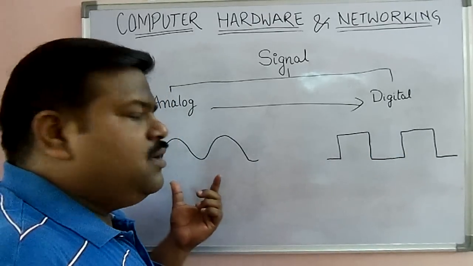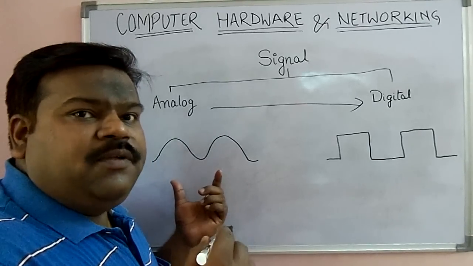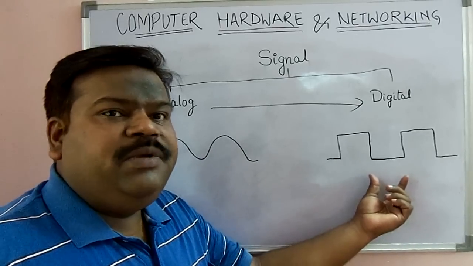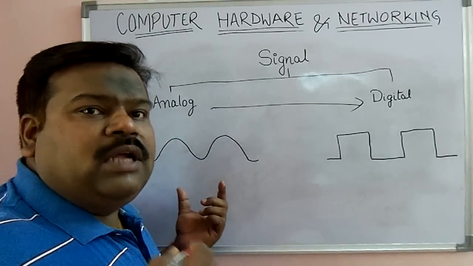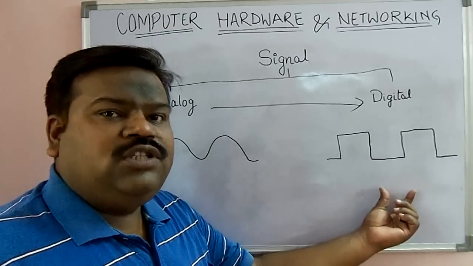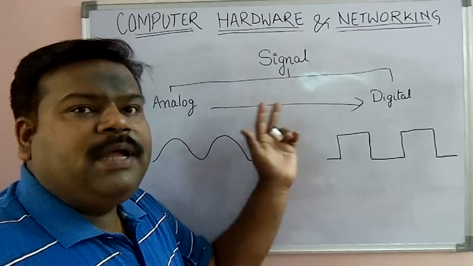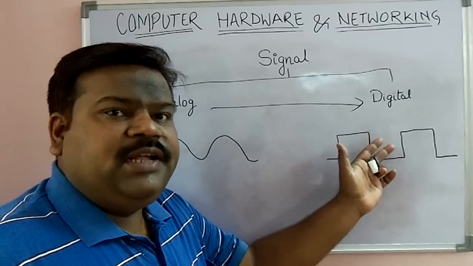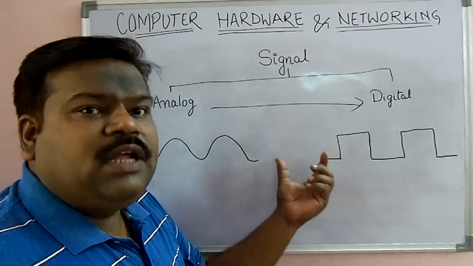Like the speedometer, earlier they were analog. Now in cars and bikes, the speedometers are digital. Earlier we were using analog watches. Now there are digital watches available. So everything is changing from analog to digital. Now we are living in the digital age. So let us understand the difference between analog and digital.